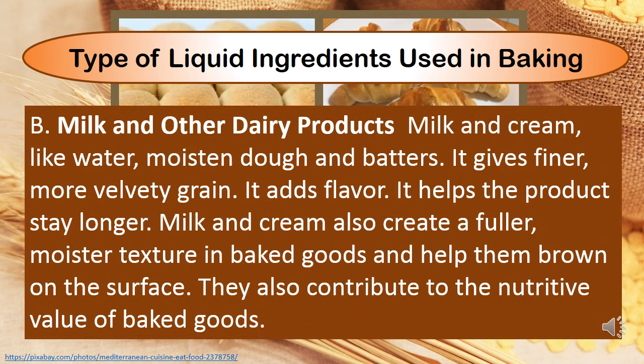Another type of liquid ingredient is milk and other dairy products. Milk and cream, like water, moisten dough and batters. They give a finer, more velvety grain. They add flavor and help the product stay fresh longer. Milk and cream also create a fuller, moister texture in baked goods and help them brown on the surface. They also contribute to the nutritive value of baked goods.